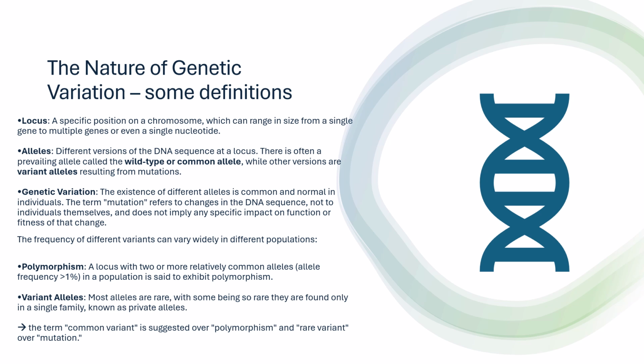The frequency of different variants can vary widely in different populations. There is a word called polymorphism, used when a locus has two or more relatively common alleles in a population. Or sometimes the variant alleles will be very rare, present in only a single family, and in that case we sometimes refer to it as a private allele.